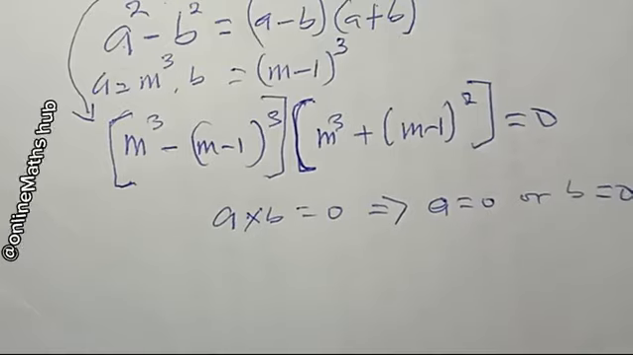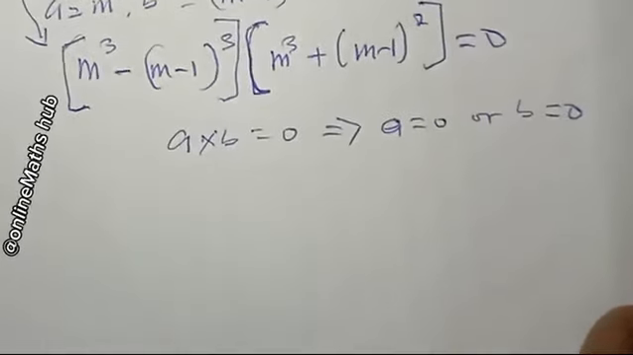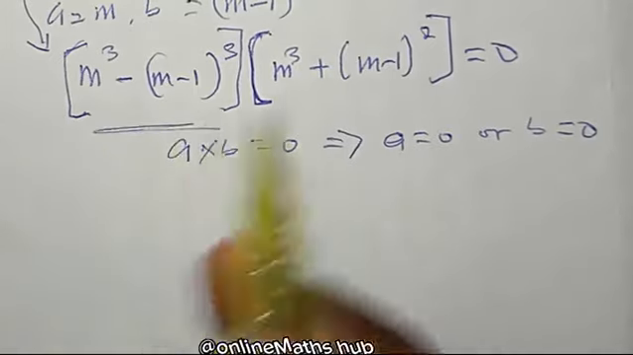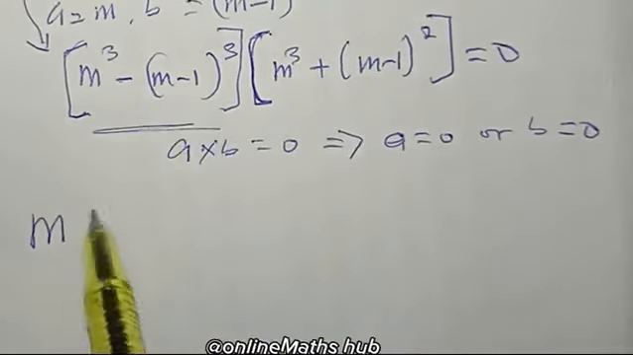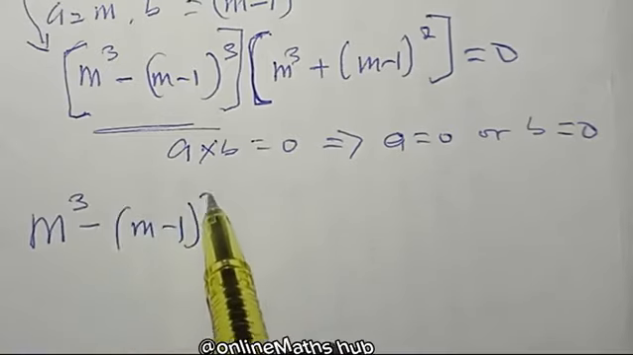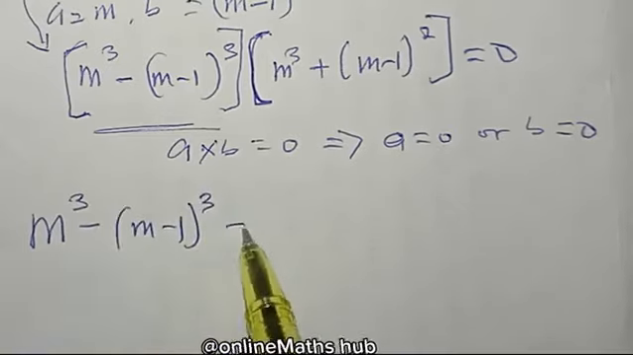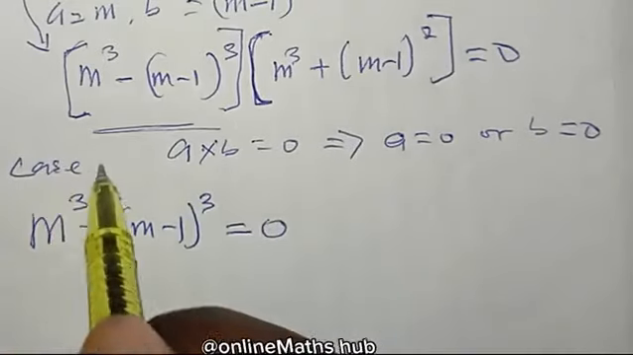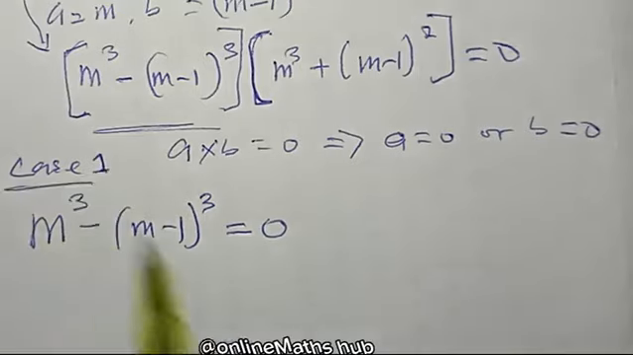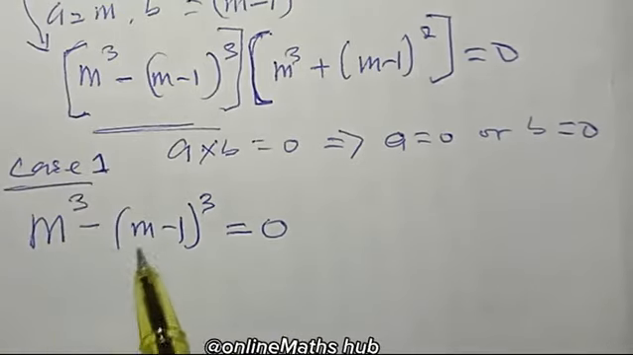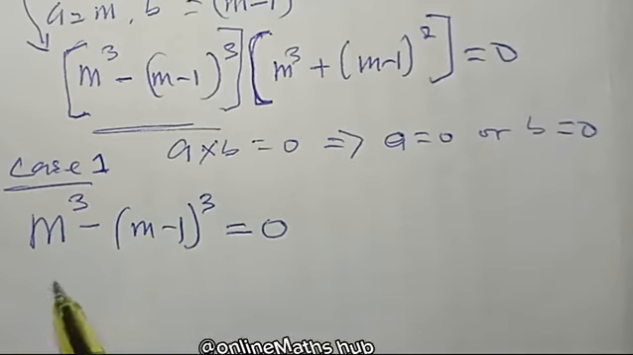So we want to find out which of these terms will be equal to 0. Picking this first case, I have m cubed minus (m minus 1) raised to power 3 is equal to 0. Let me call this case number 1. We're going to simplify this and find the value of m that can make this term equal to 0.